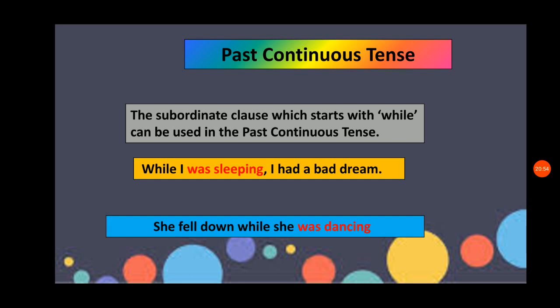Here, while is a subordinate conjunction. When we add a subordinate conjunction to the main clause, it becomes a subordinate clause. Okay, so: while I was sleeping, I had a bad dream. Here they have given two events, but of the two, one would be going on continuously, and the other one stopped after a gap.